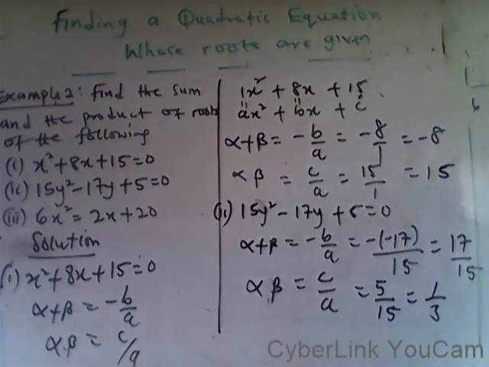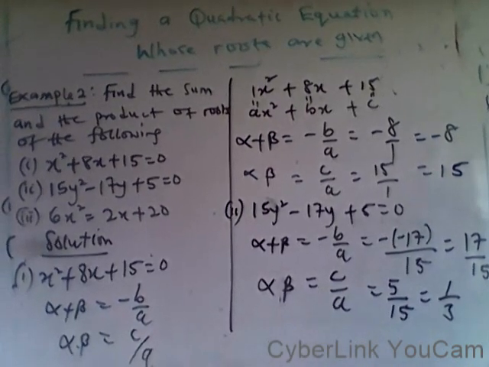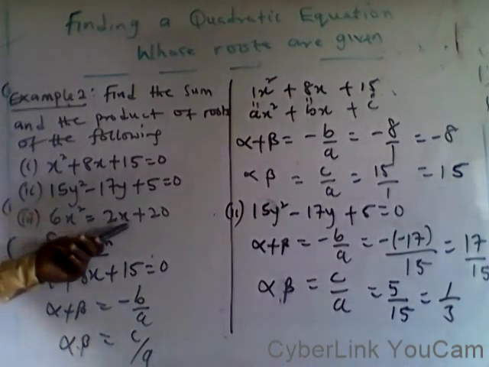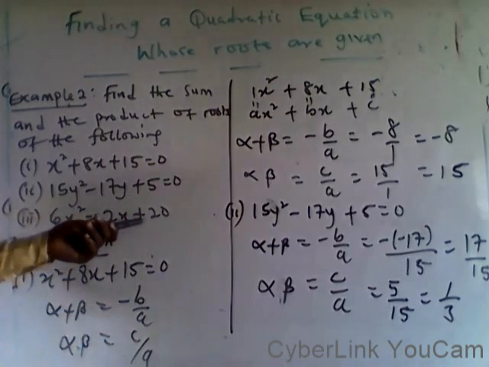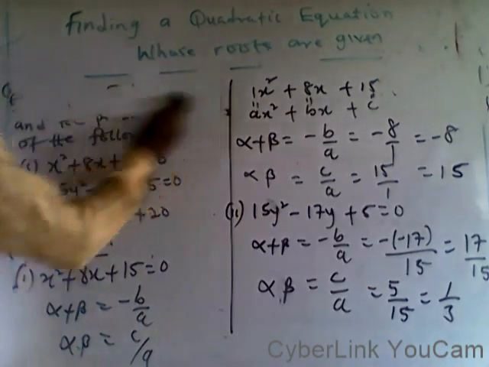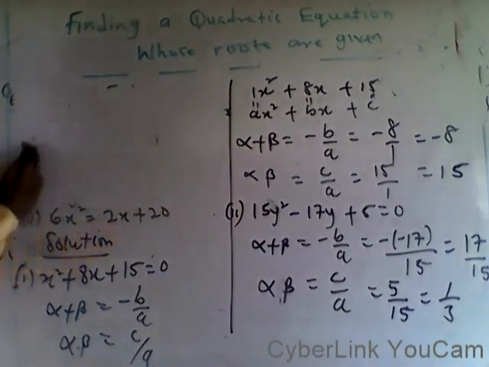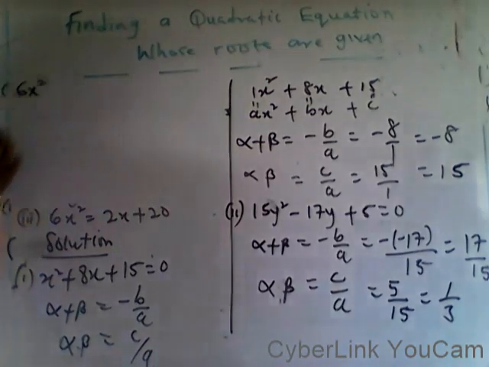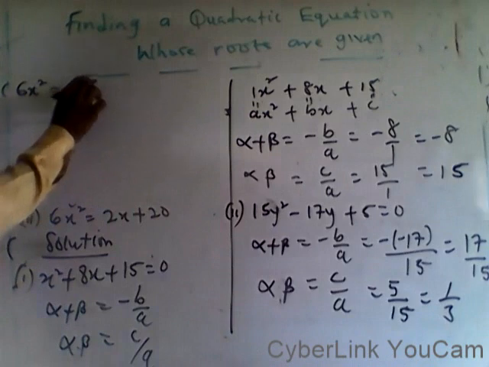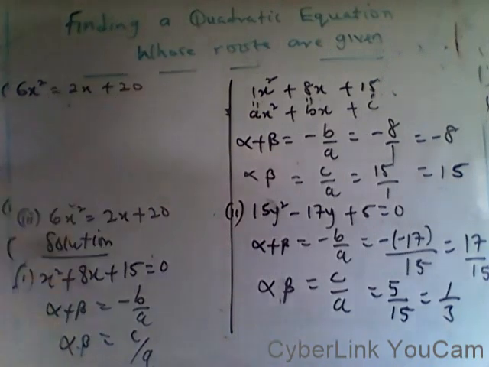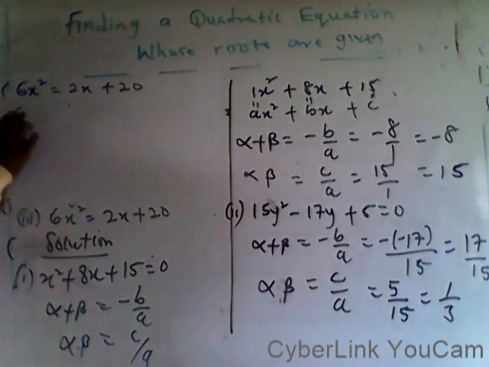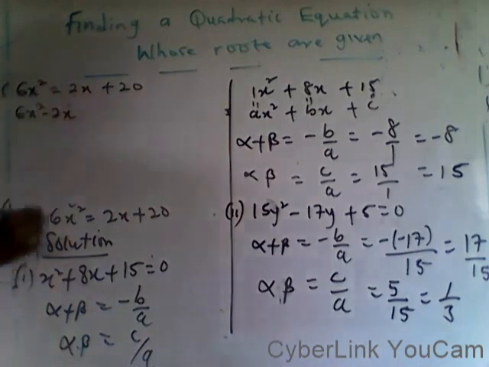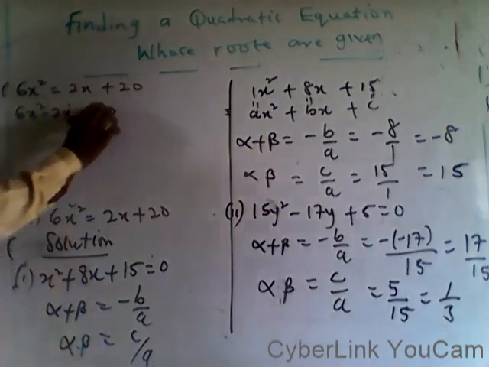So you can take the last one. So what do you have in the last question? The last one, you have your equation to be 6x squared, right, equals 2x plus 20. You need to rewrite this before you can do it. So let's quickly do that one. You are going to first rewrite the equation. You have 6x squared, carry this 2x to this side, it becomes minus 2x. Then this one becomes minus 20 equals 0.